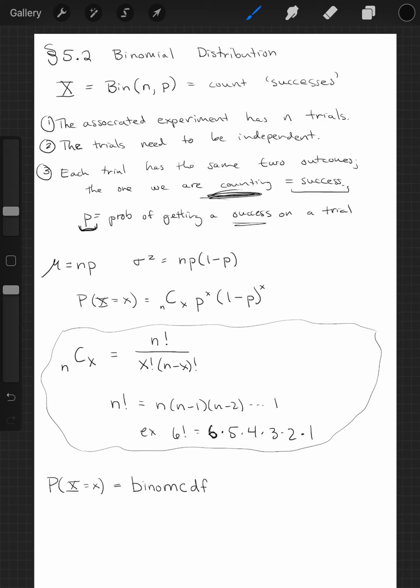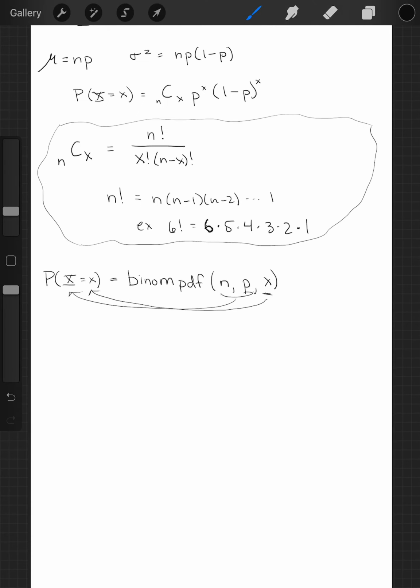But the probability that big X equals little x is binom PDF for this one, because we want a probability. n, p, x. Right, so n and p come from the distribution itself. Right, these come from the capital X, and this little x is whatever shows up over here.